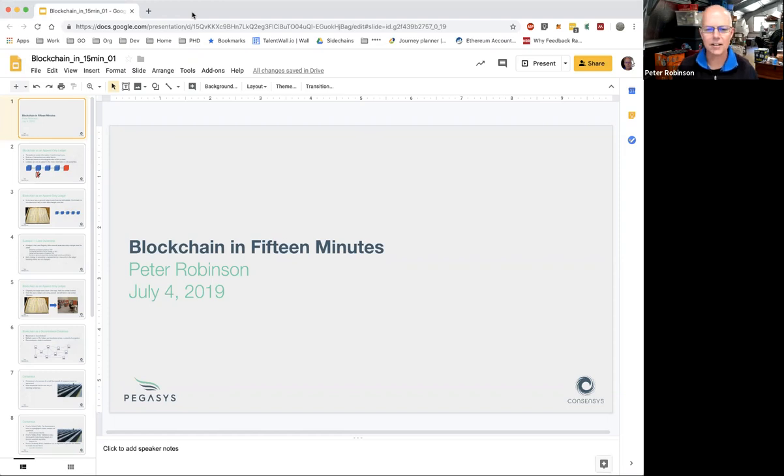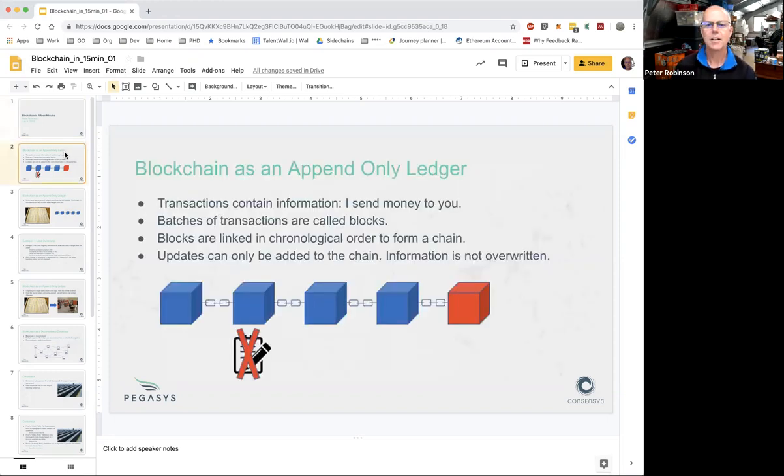So blockchain in 15 minutes. What you can think about is that you have information that you want to update, and that information is encapsulated into a transaction. So maybe the transaction is, I will send you money, but it could be something far more complicated. I will update the state of something. I will change some record. And so in blockchain speak, they're called transactions. And you group transactions into something called blocks. And then blocks are linked in chronological order to form a chain.